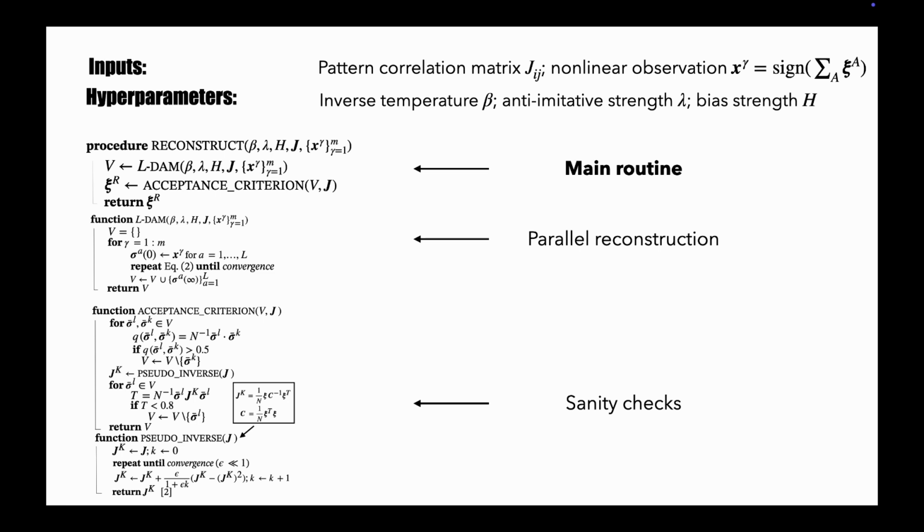The acceptance criterion works as follows. We cluster candidates by their mutual overlaps, keeping one representative per cluster, and test them using the pseudo-inverse matrix to assess their quality. Only those behaving as genuine patterns are retained.